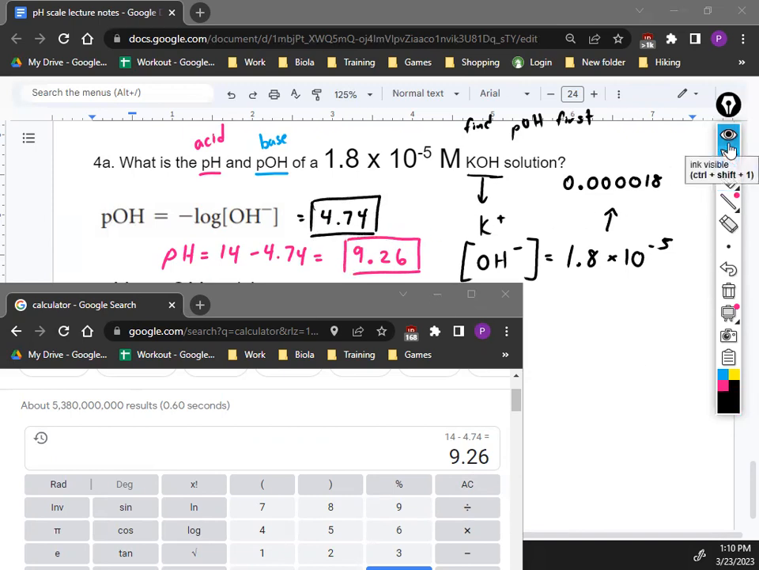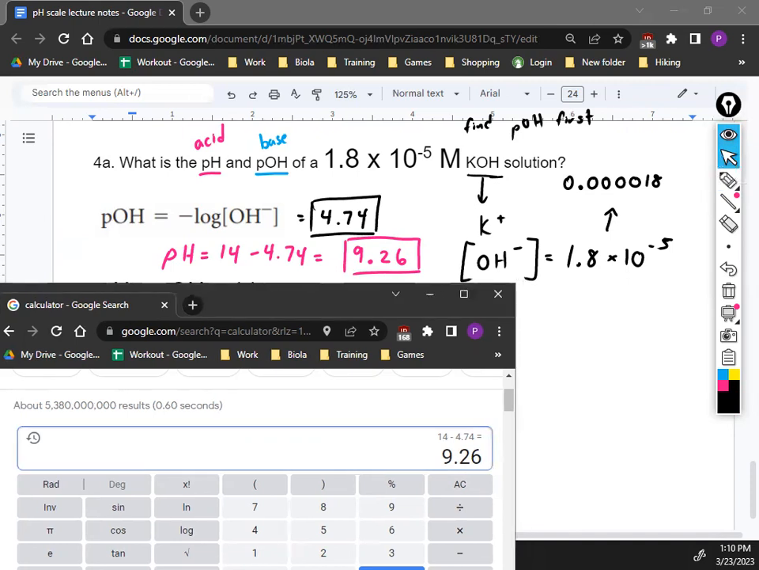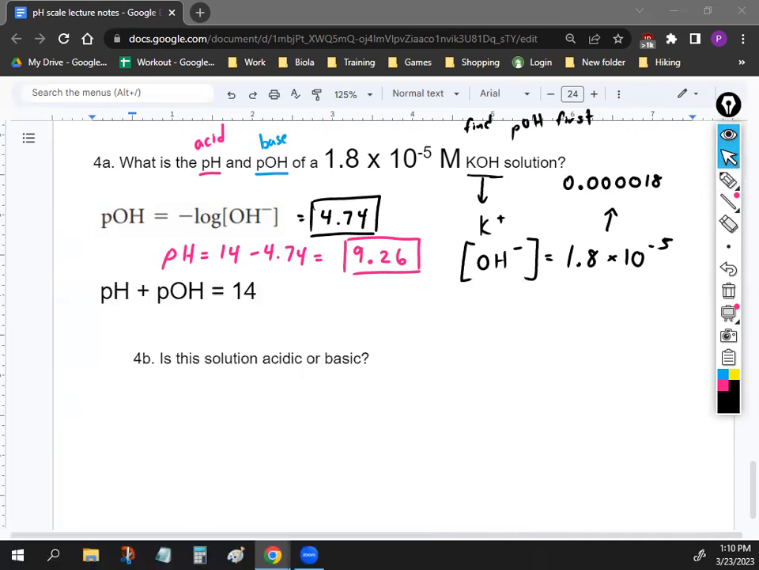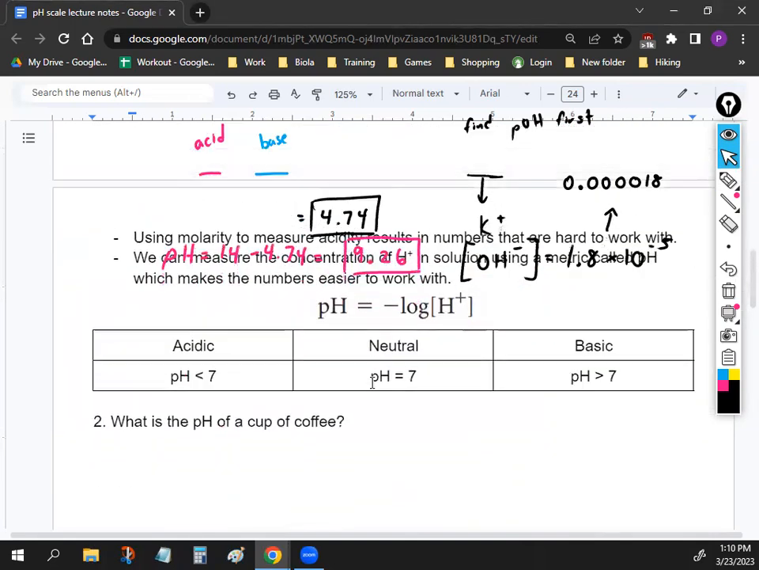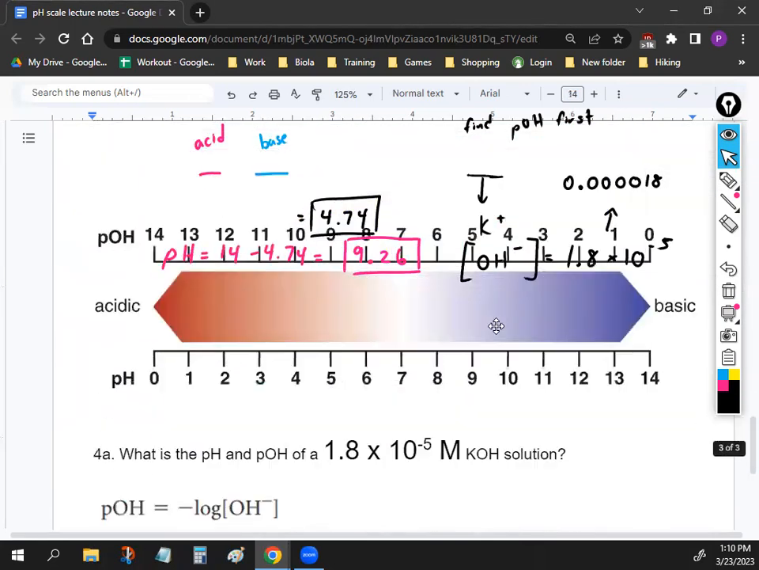So pretty easy calculations. If you're comfortable with the log, then this should be a really easy assignment. Whoa. Sorry about that.